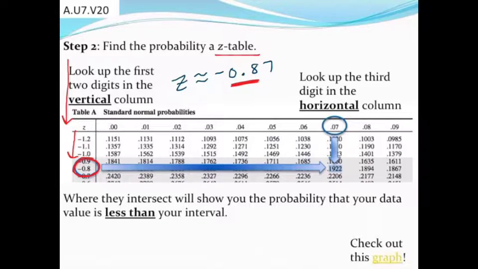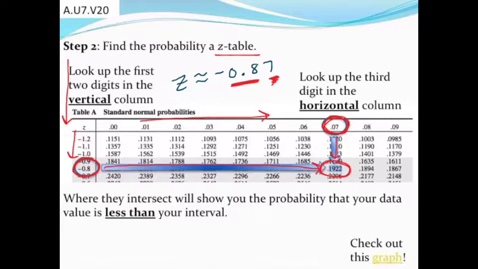Alright, so that's part one. Next, you'll take your second decimal place, the third digit, and look across the horizontal row. That's why we want two decimal places. That second decimal, or third digit, was 7, or they label it as 0.07 because it's the second decimal place. Where those two values intersect, you'll see this number.